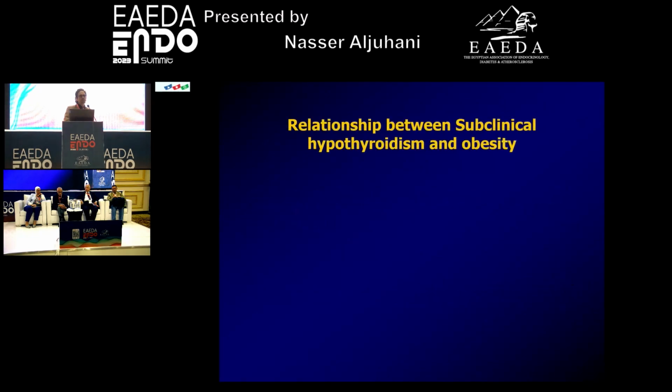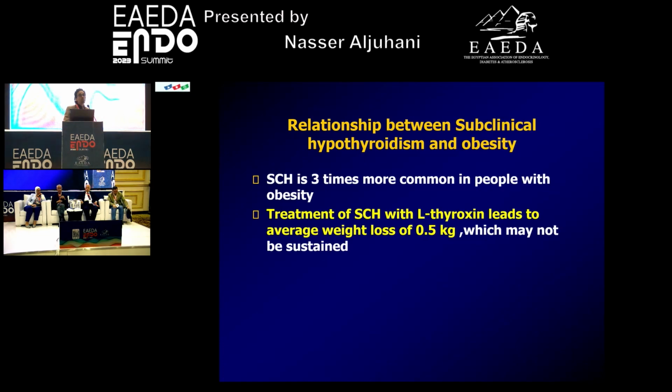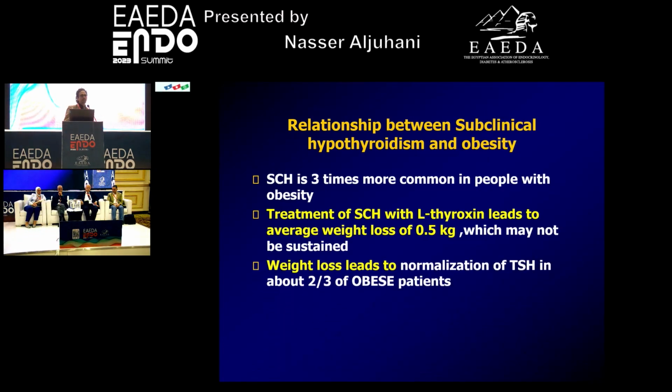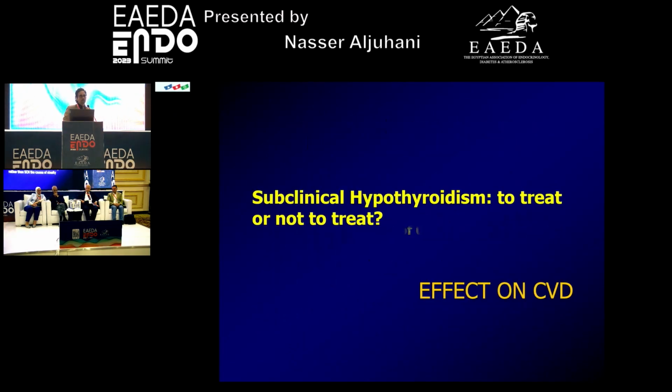What about the effect on weight? Subclinical hypothyroidism is more common in the obese. So in an obese patient, most likely the obesity is the cause of high TSH rather than subclinical hypothyroidism. Treatment of subclinical hypothyroidism will reduce the weight by almost 0.5 kilogram. So it is very important in an obese patient to reduce the weight, and usually the TSH will come down.